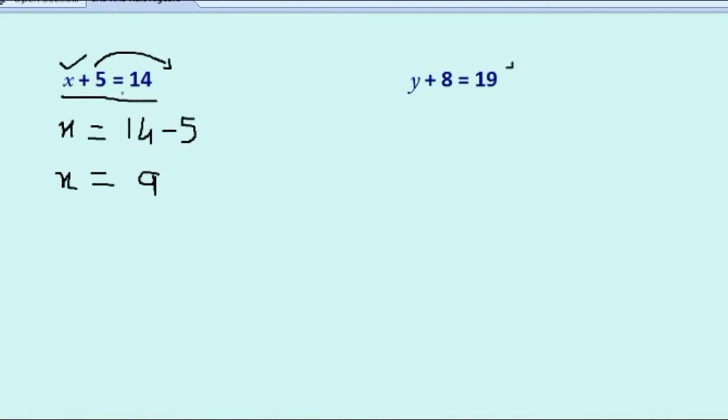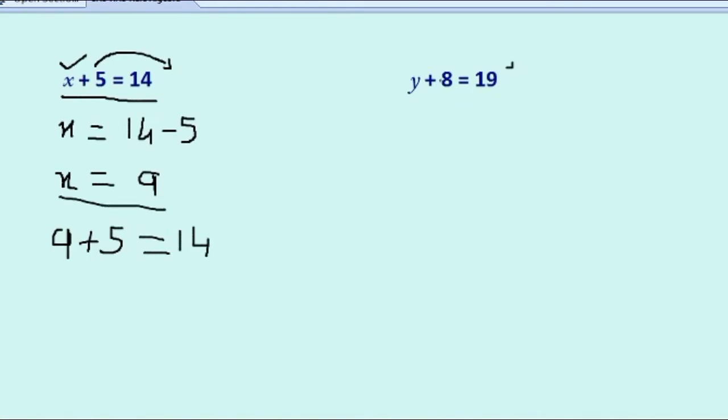Let us check whether this answer is correct or not. Replace the value of x in this equation. This becomes 9 plus 5. 9 plus 5 is how much? 14. So the value of x is equal to 9.